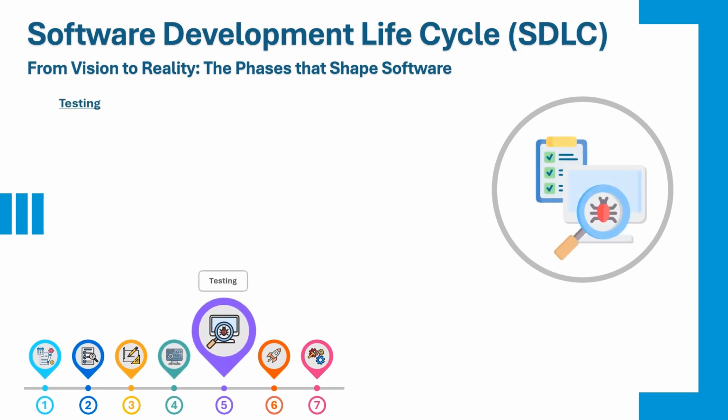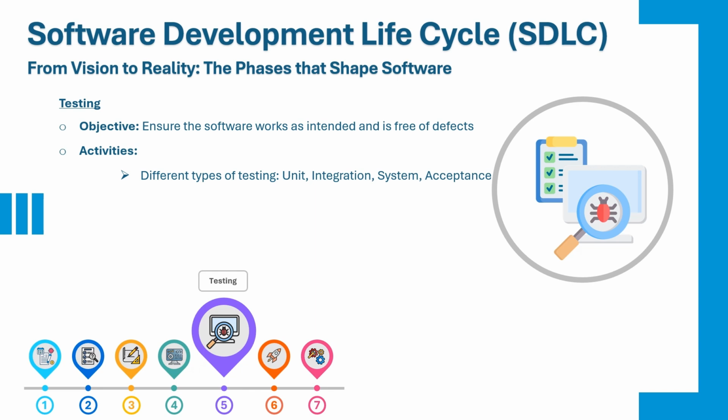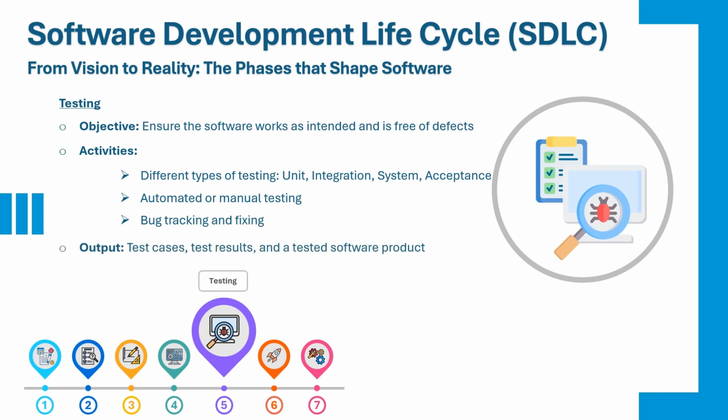Before any software can go live, it needs to be thoroughly tested. In the testing phase, various types of tests, like unit, integration, and system testing, are performed to catch bugs and ensure the software works as intended. The team uses a mix of automated and manual testing to validate functionality. The goal? To deliver a tested product free of defects and ready for deployment.